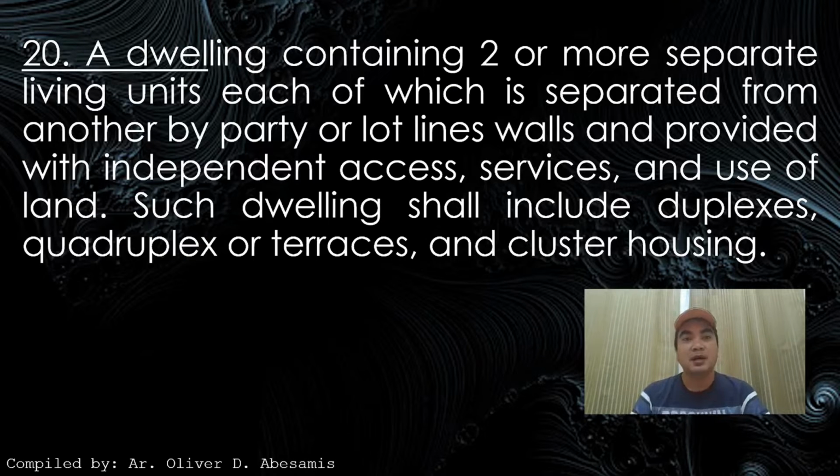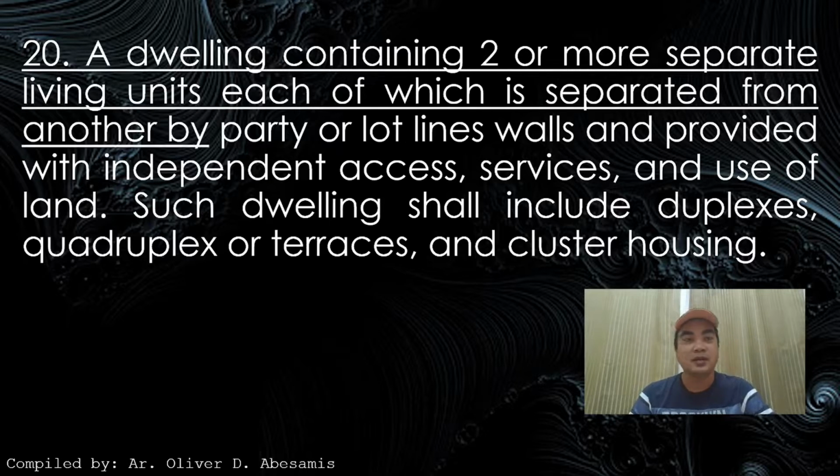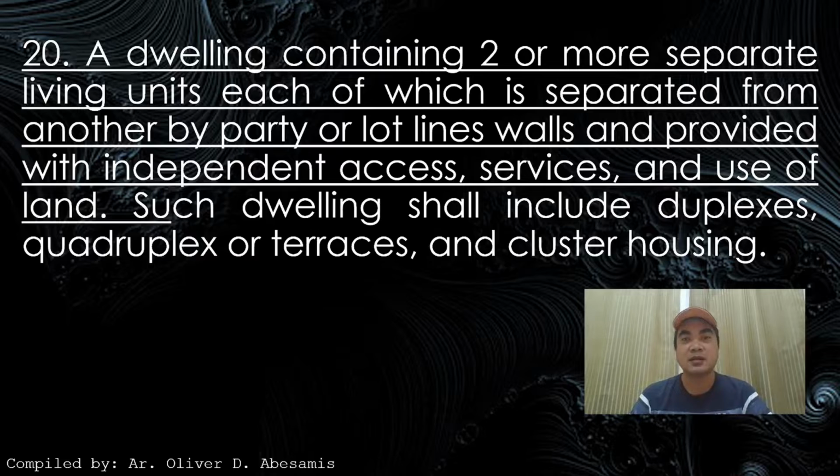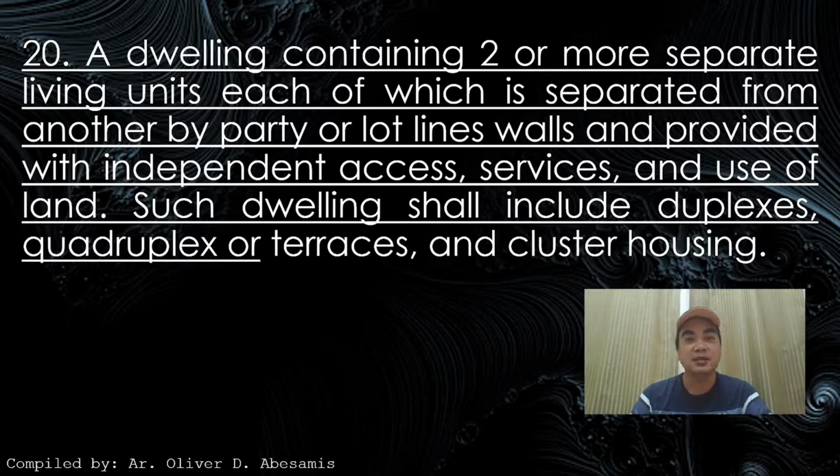Number 20. A dwelling containing two or more separate living units, each of which is separated from another by party or lot lines wall, and provided with independent access, services, and use of land. Such dwelling shall include duplexes, quadruplex, or terrace, and cluster housing.